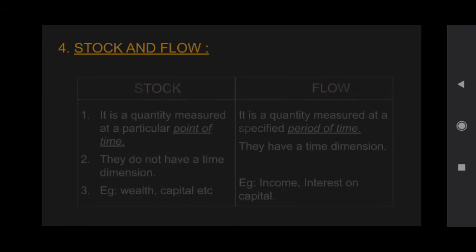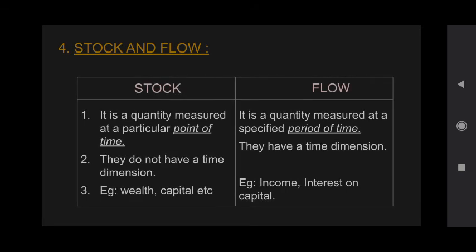Moving on, the next concept is about stock and flow. A very basic and fine difference between these two should be known. Stock is a quantity which is measured at a particular point of time, while flow is a quantity measured over a specific period of time. There's a difference. Point of time is stock, period of time is flow. Stock does not have any time dimension, but flow does have a time dimension. Examples of stock are wealth and capital, but examples of flow are income and interest on capital, because these are of a recurring nature. That means it's on a regular basis, right?